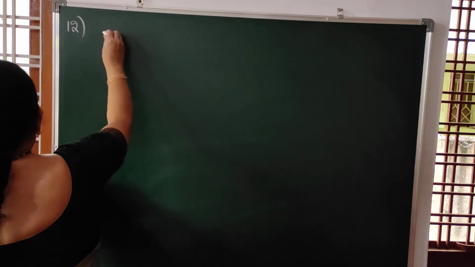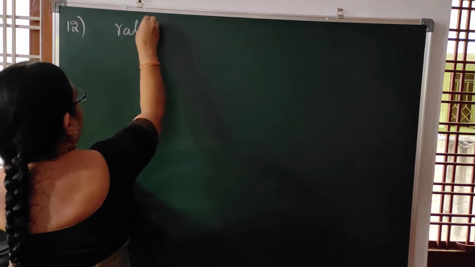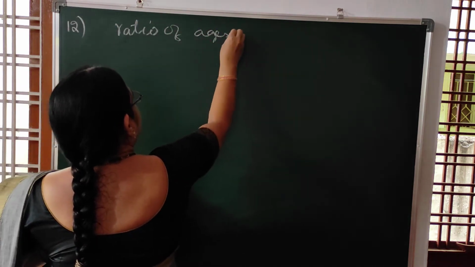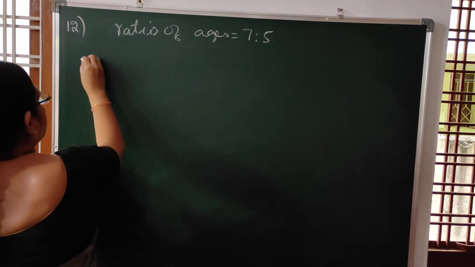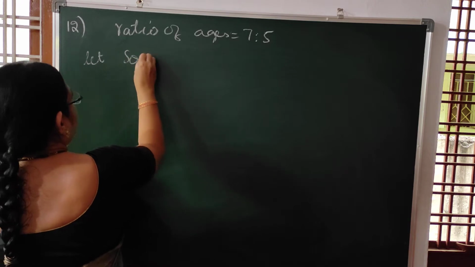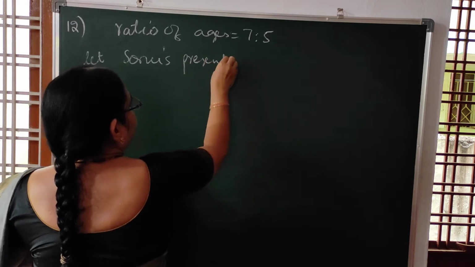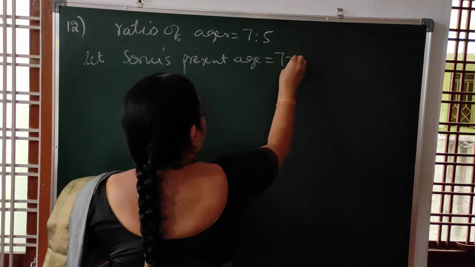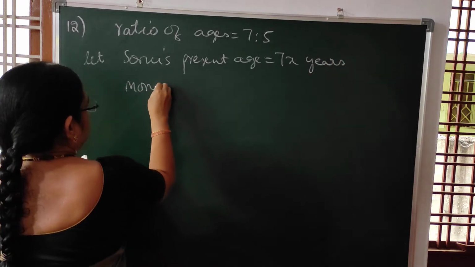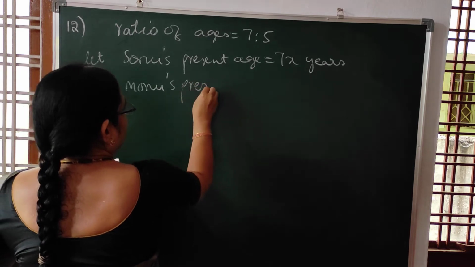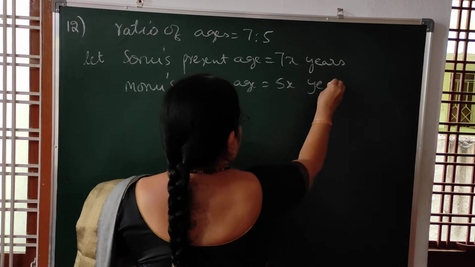12th sum. The ratio of ages is given as 7:5. So let Sonu's present age be 7x years, and Monu's present age be 5x years.